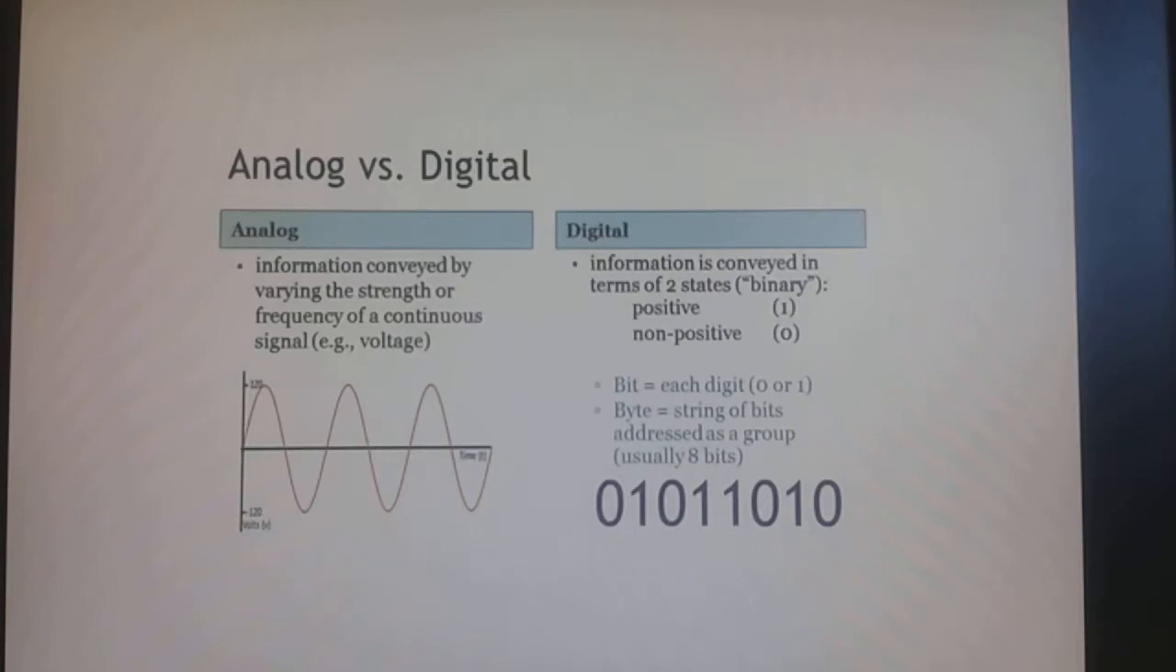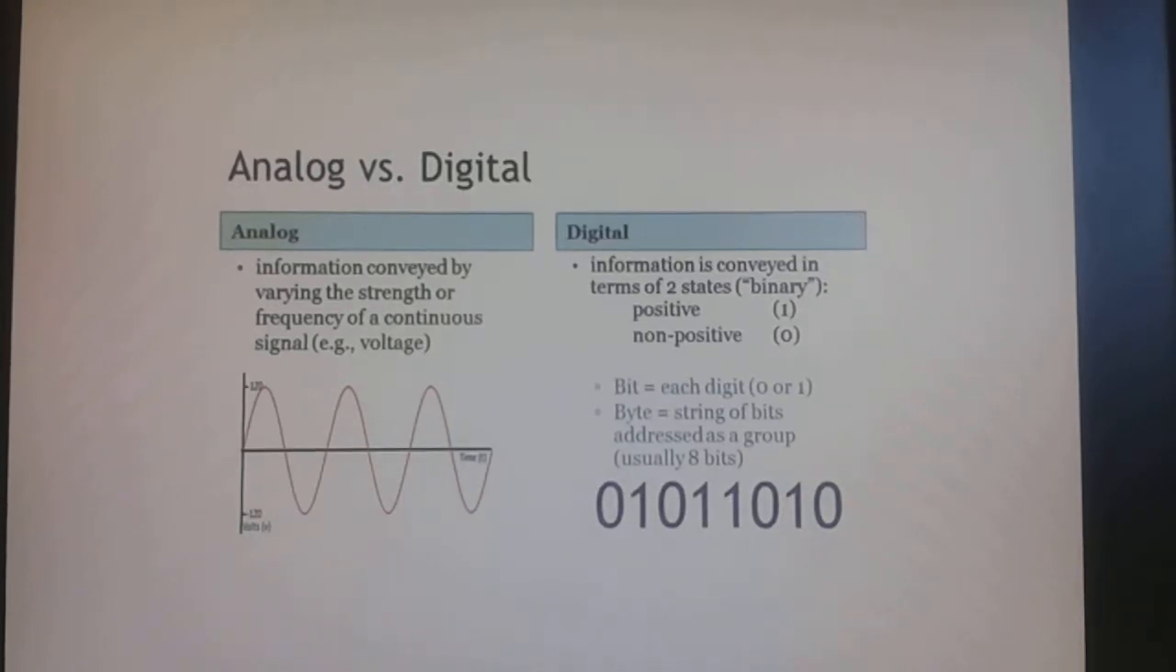An analog signal is continuous, usually seen as a waveform, and we vary the amplitude or the frequency to change the shape of that form, whereas all the digital information is stored as a series of two states called binary. It's either a positive or a non-positive, 1 or a 0. Each of these digits is called a bit. If you have a string of bits together, it's called a byte, and usually a byte is 8 bits.